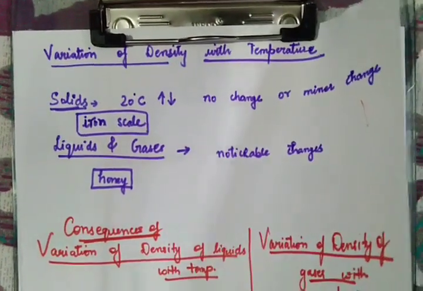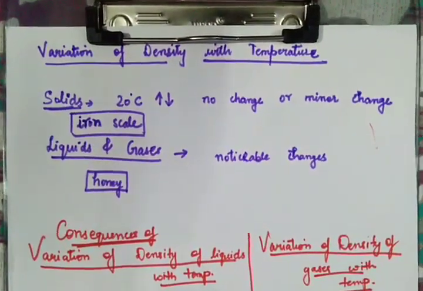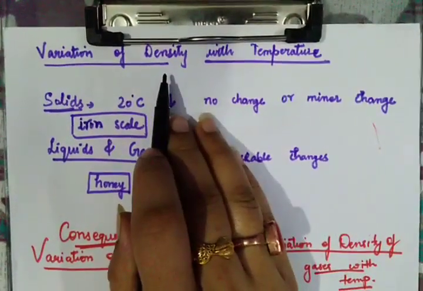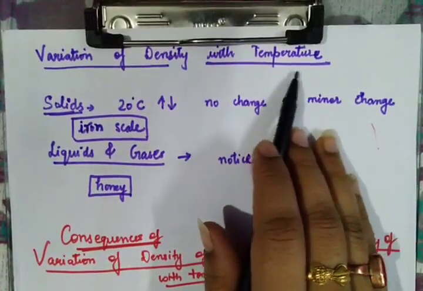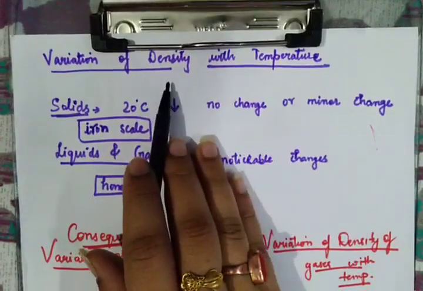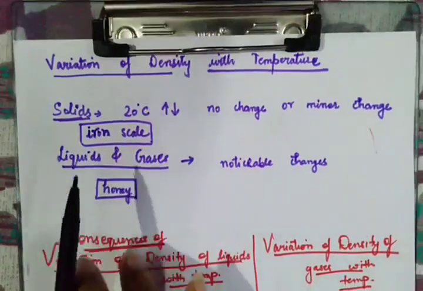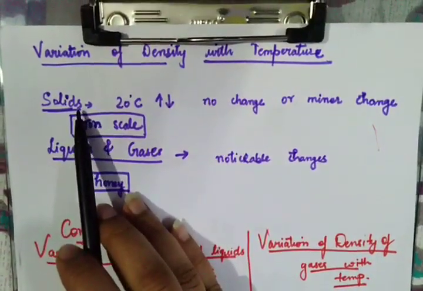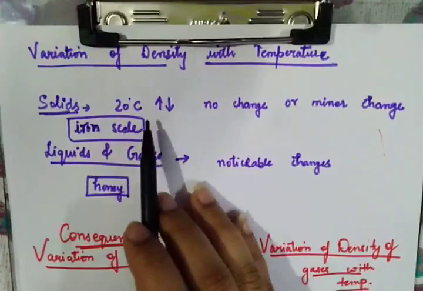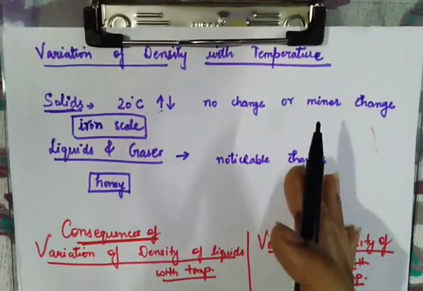Now let us see how the temperature can actually affect our density. That means we will see if the temperature is changing, is it going to affect our density? So let's take first of all the example of solids. If we talk about solids, generally for 20 degree up and down temperature there is hardly any change.